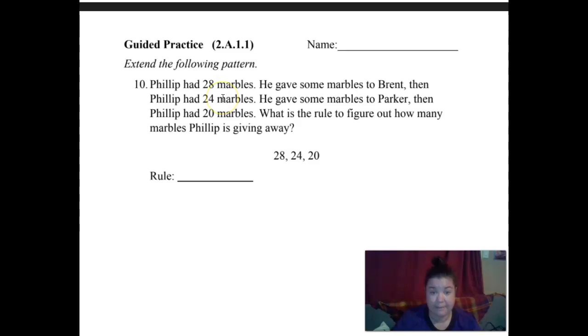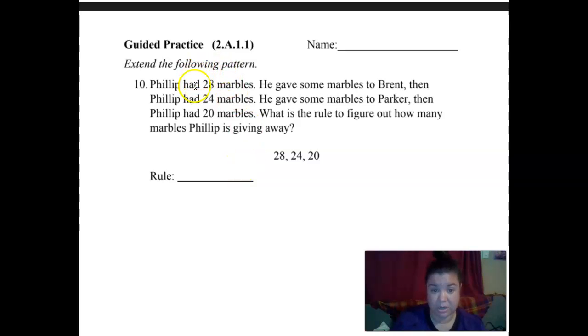Philip had 28 marbles. He gave some marbles to Brent. Then Philip had 24 marbles. He gave some marbles to Parker. Then Philip had 20 marbles. What is the rule to figure out how many marbles Philip is giving away? Are the numbers getting bigger or smaller? Yeah, they're getting smaller because he's giving them away. And how many marbles is he giving to his friends?